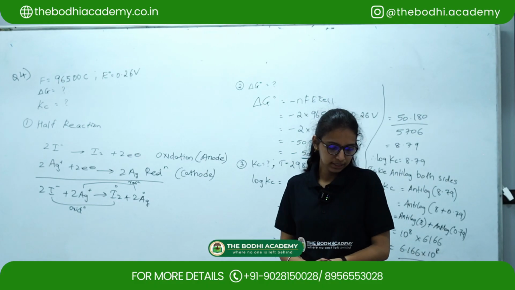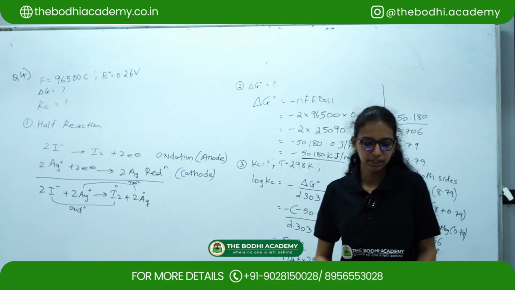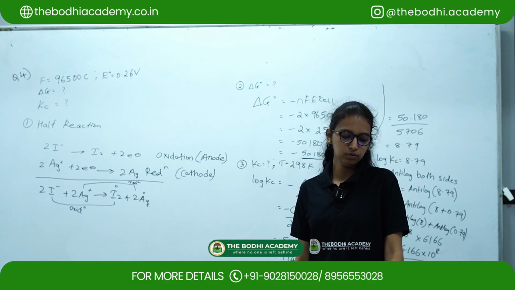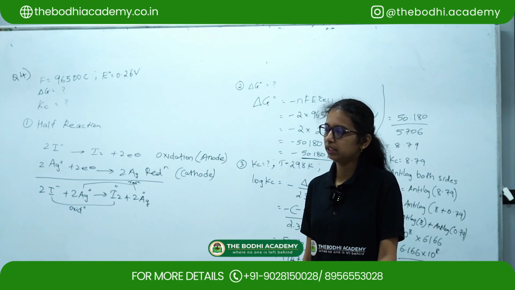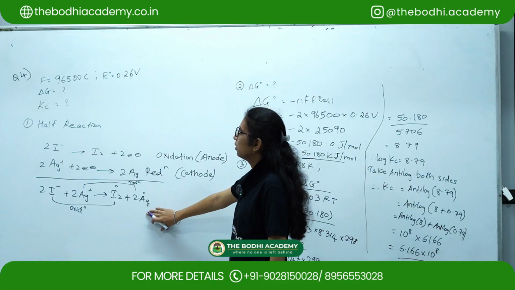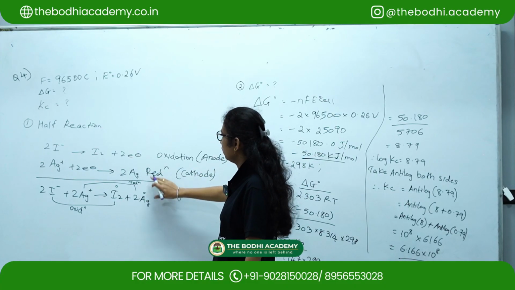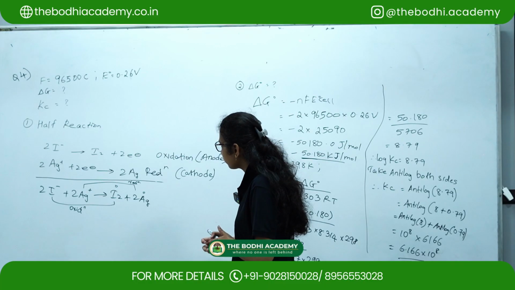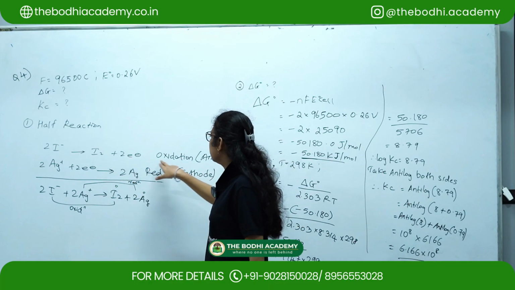Okay. So the cell reaction which they are given is 2 Ag plus 2 molecules of iodine gives 2 Ag plus iodine. Okay, the same reaction here it is. This is that reaction. I have written the half reactions first and then I have written the final reaction. See, so this is the oxidation.